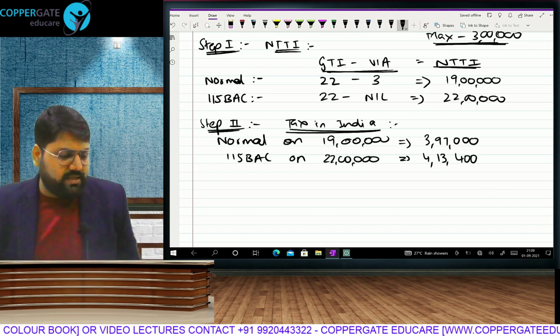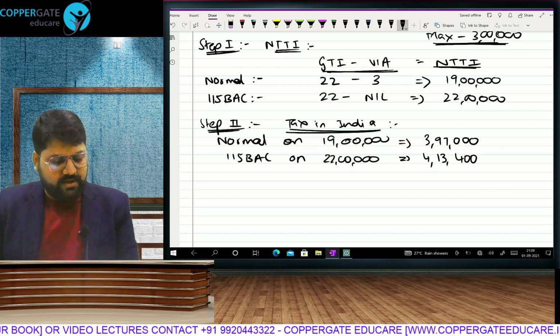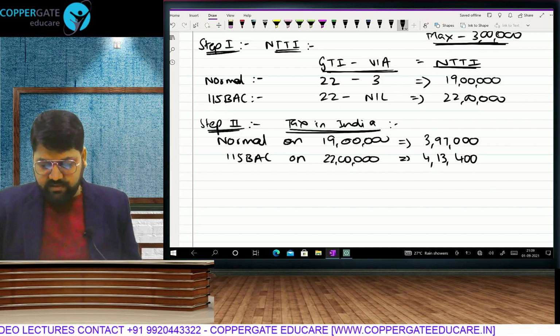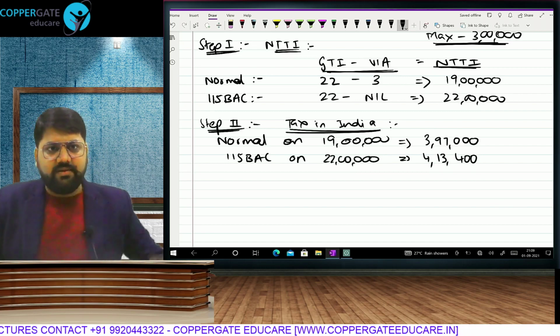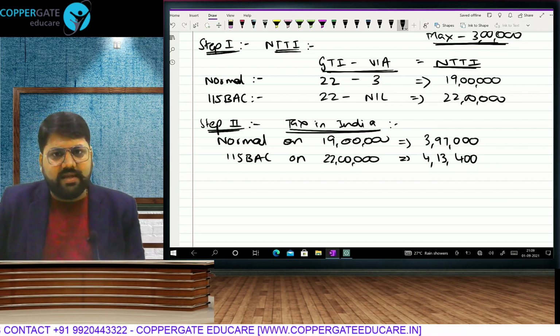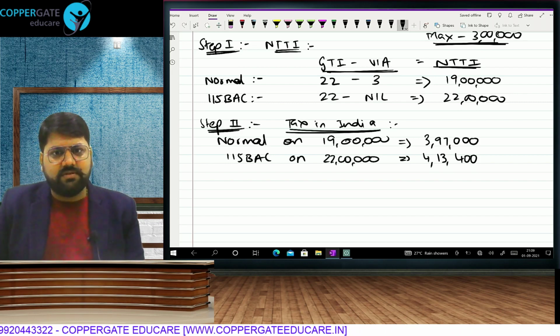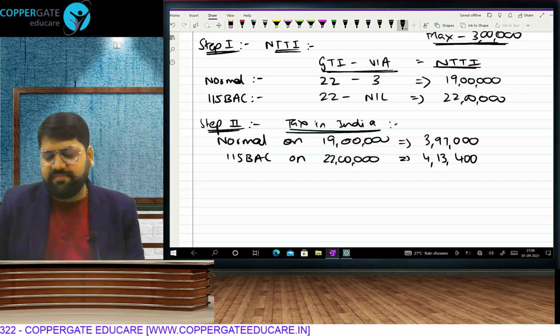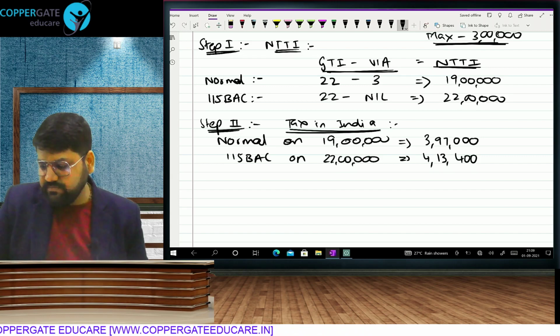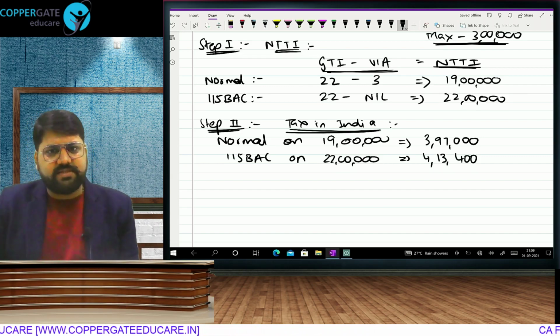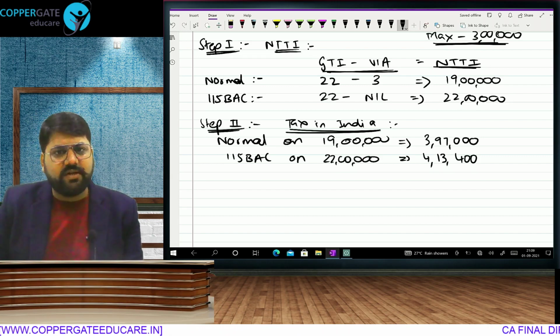4,13,400. If you can't key in your buttons properly and calculate tax liability properly, then you need to go back to CA Intermediate. I'll tell you the calculation again. 7 lakh into 30% is 2,10,000 plus 187,500. That's how much? 397,500 plus 4%. Now are you getting 413,400, everyone?